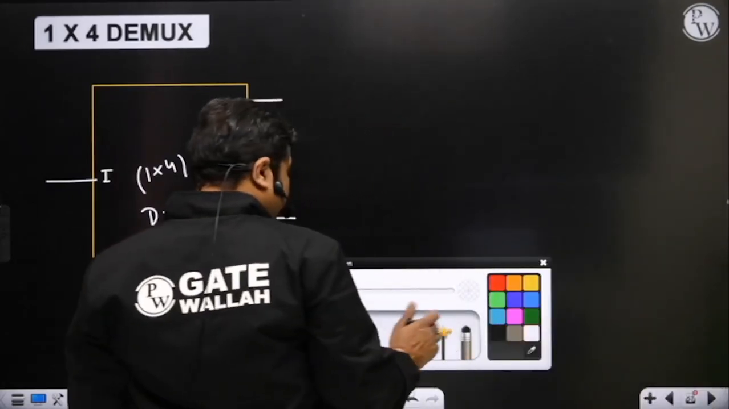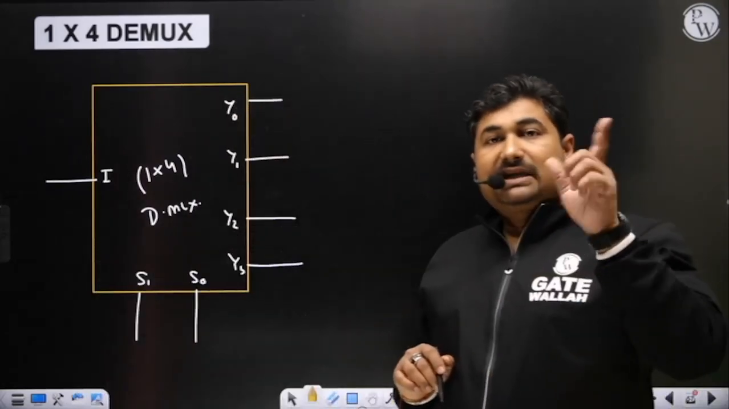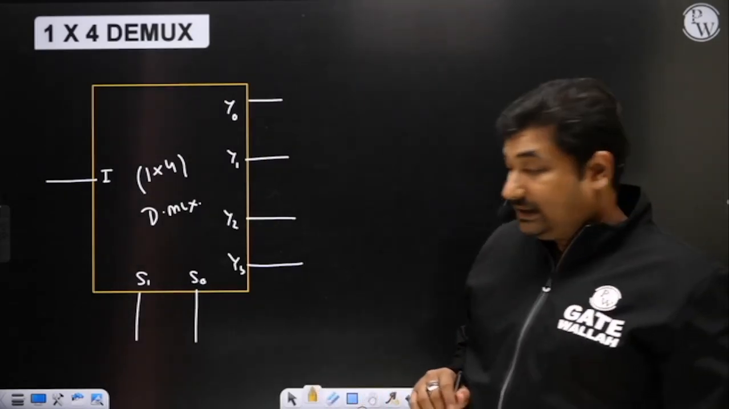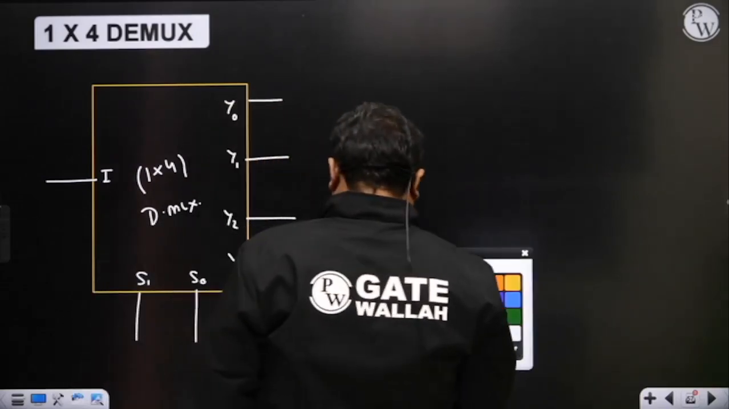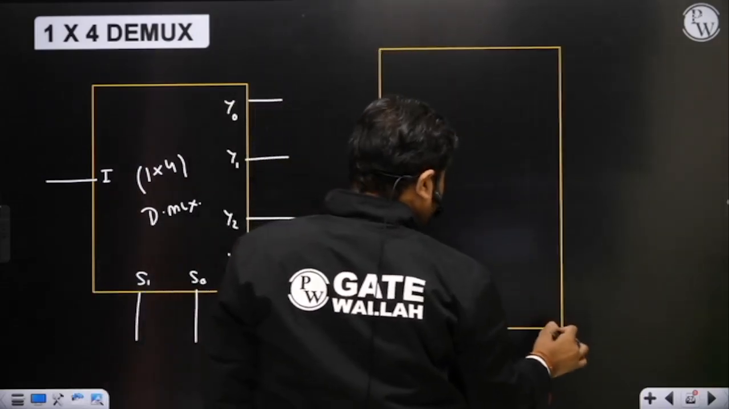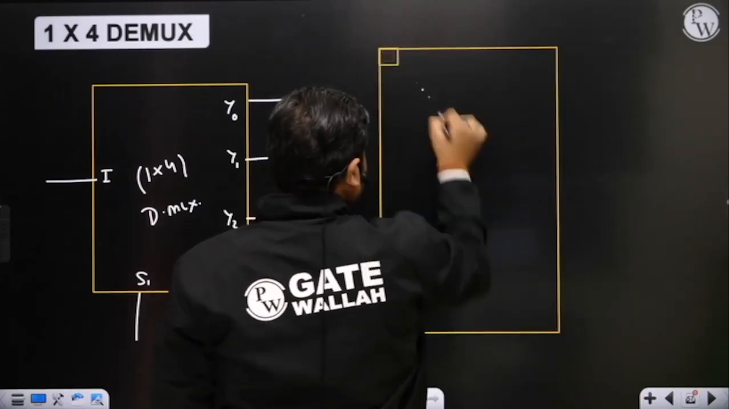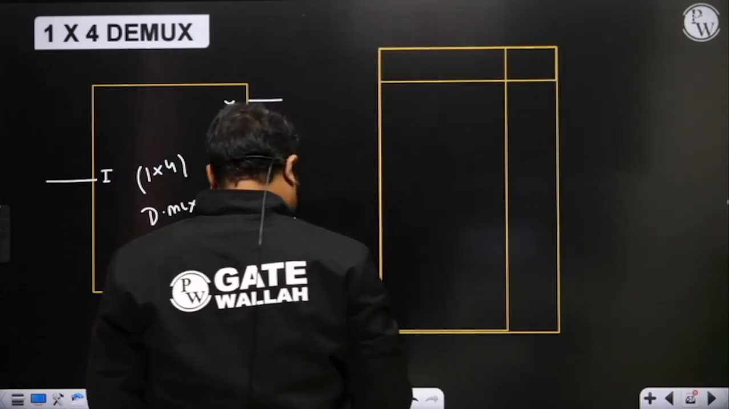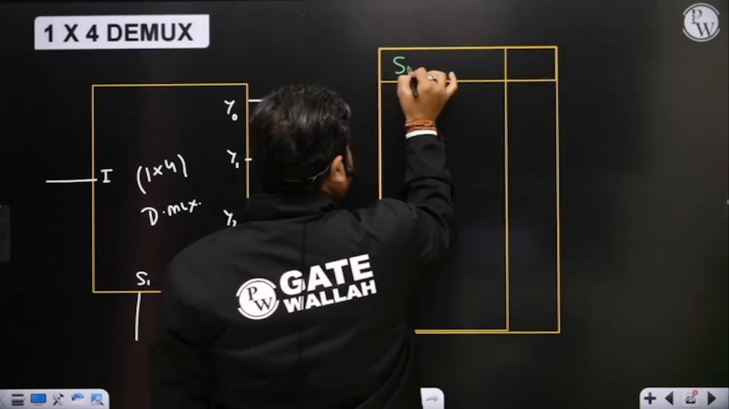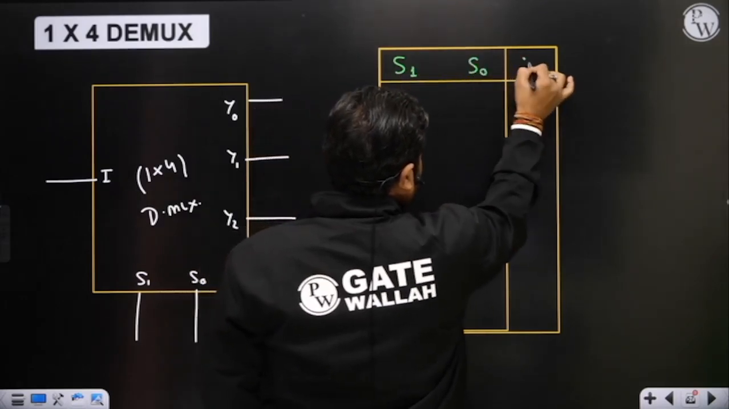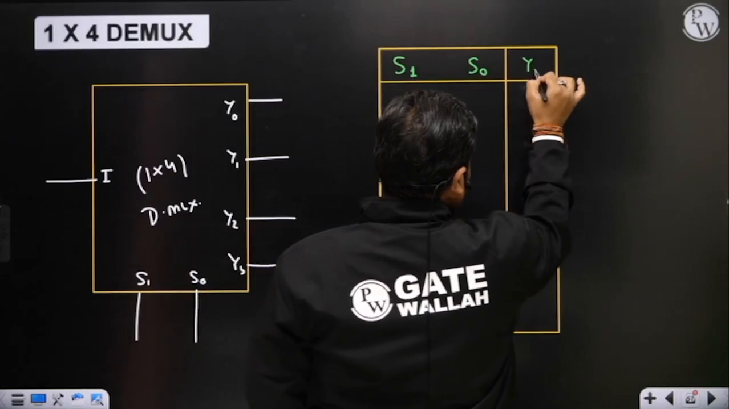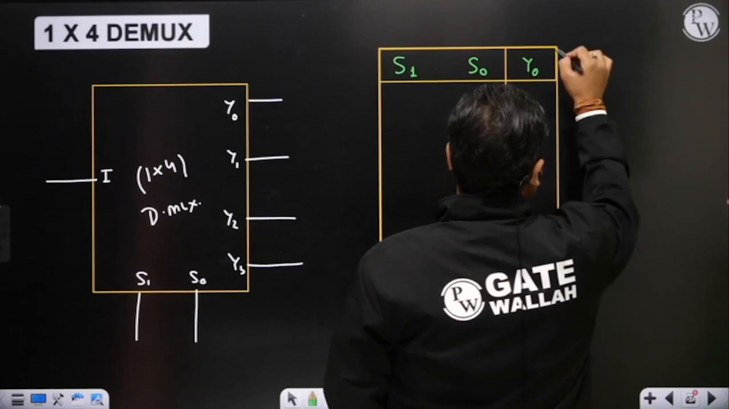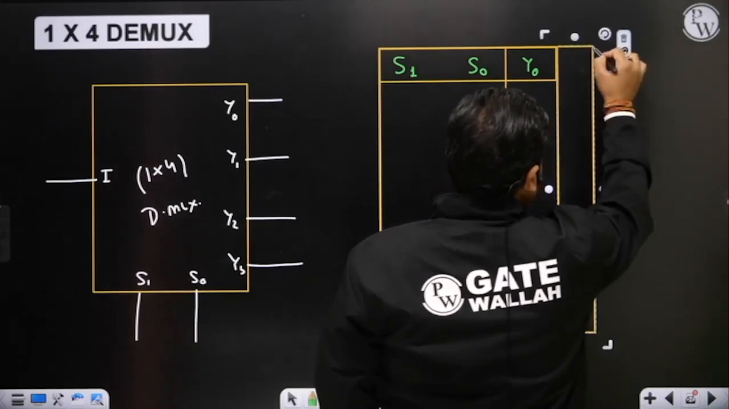Great. So always remember that a multiplexer contains AND gates and OR gates, but a demultiplexer contains AND gates only. Is it okay? Yes, sir. We know about the truth table and the logical expression also. You can represent the select lines S1, S0, and outputs Y0, Y1, Y2, Y3.